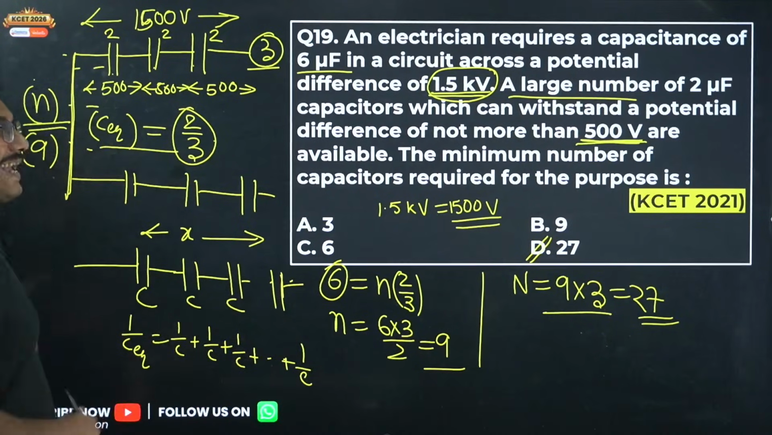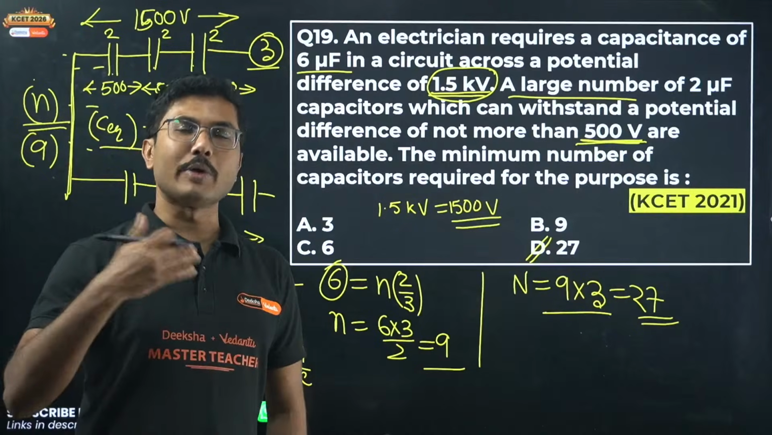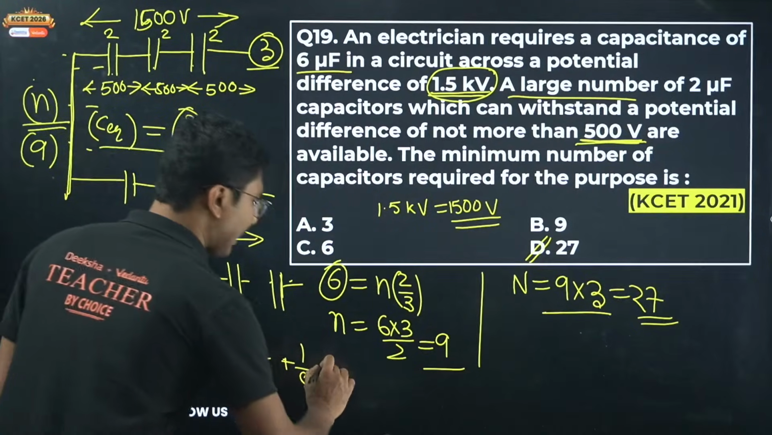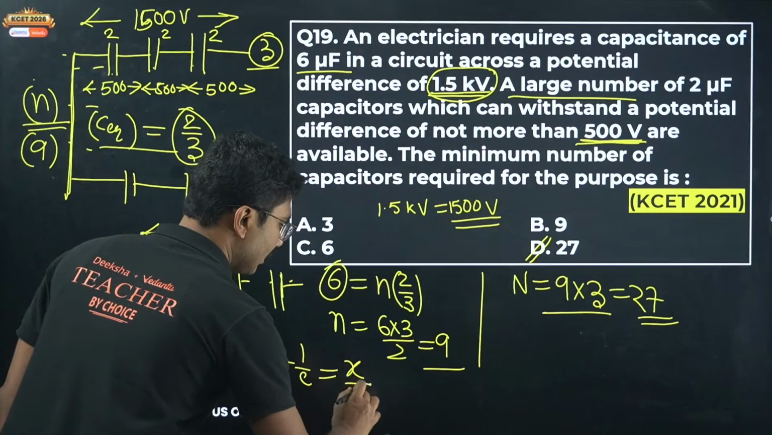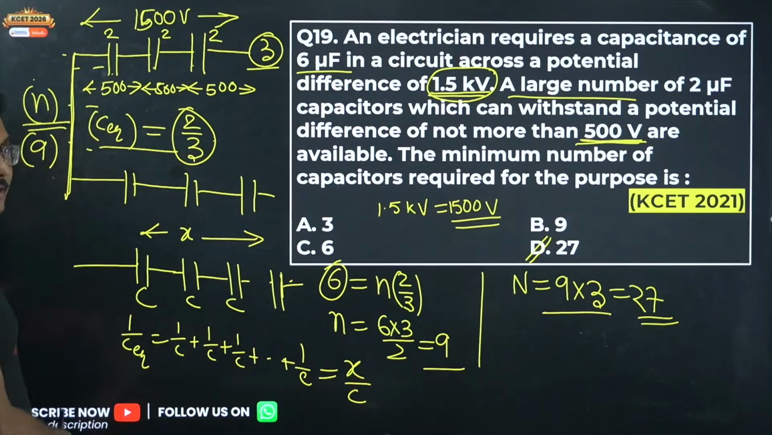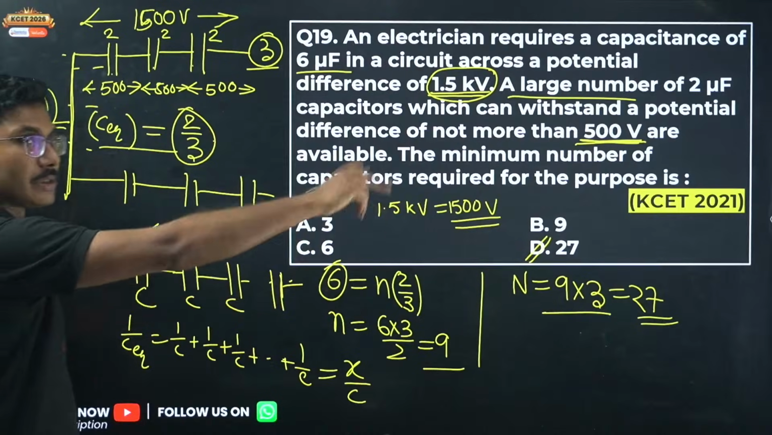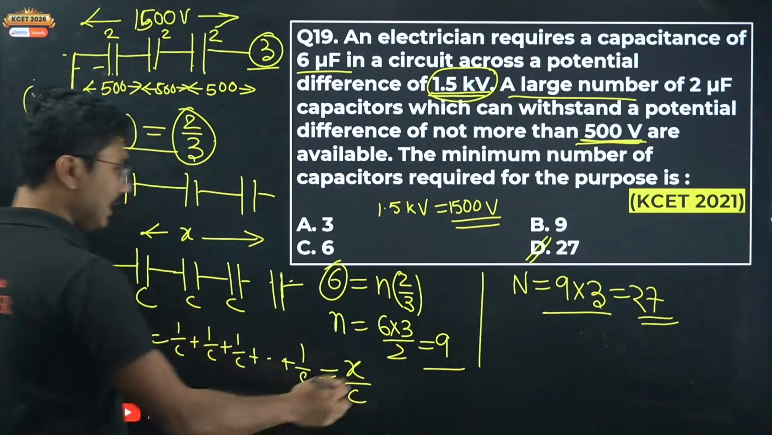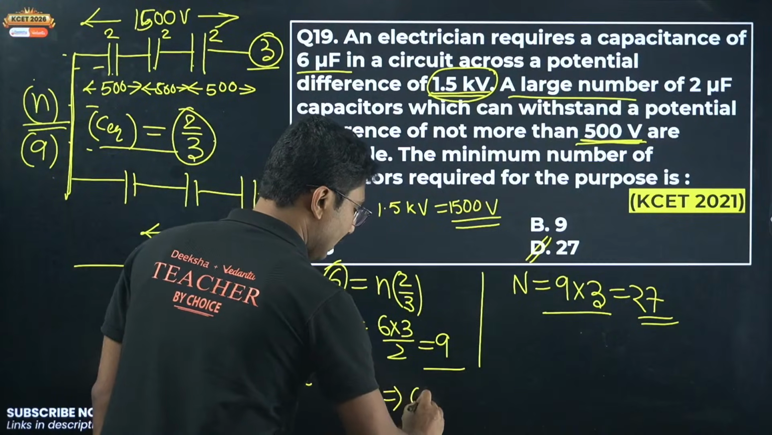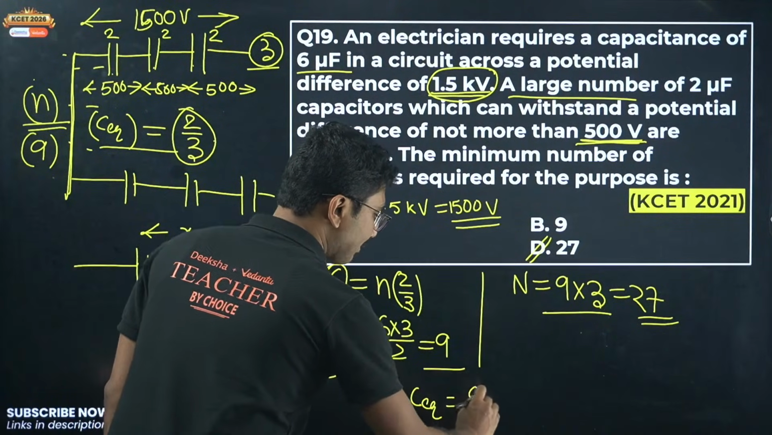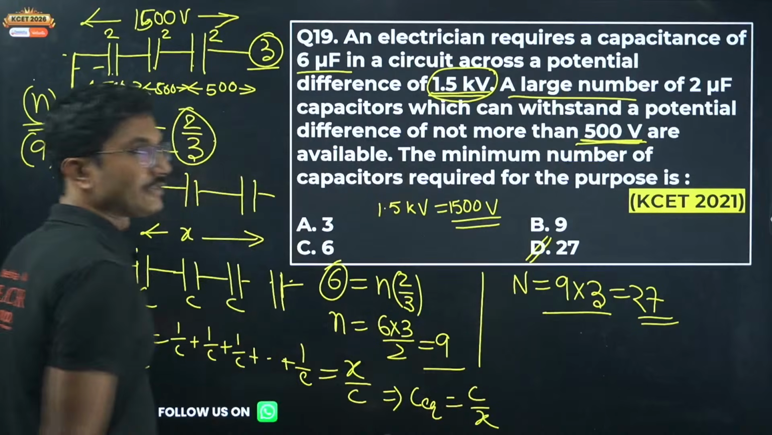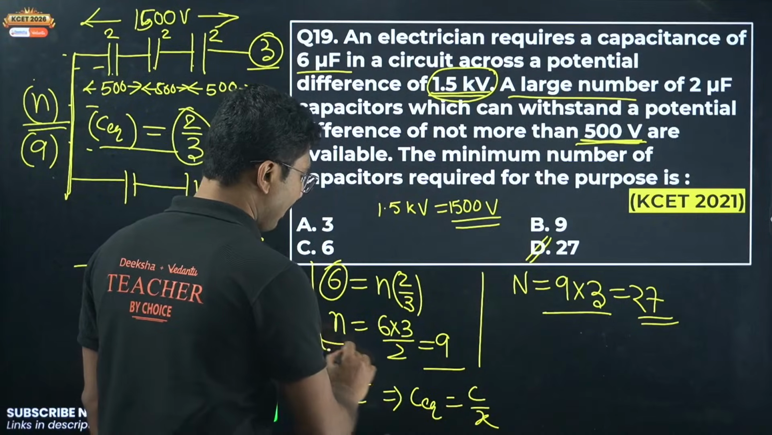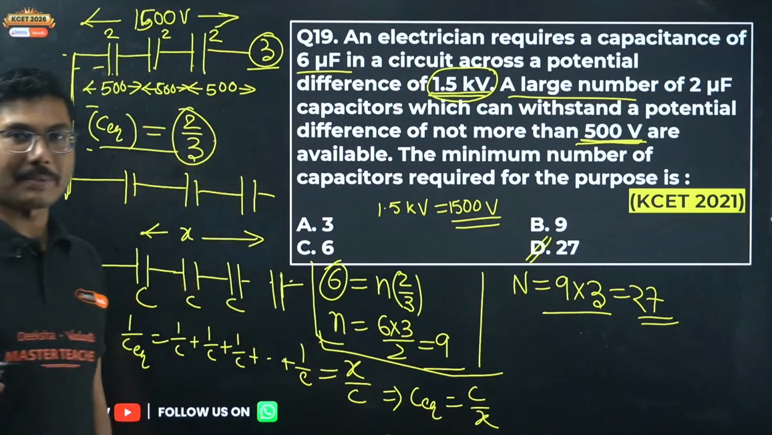How many times? X number of times, 10, 20, 15. So you are basically adding them X number of times, that means it will be X by C. C is common, 1 plus 1 plus 1 plus up to X times, so it will be X, right? So X by C. So C equivalent here will be C by X. This is valid when all of them have same capacitance.